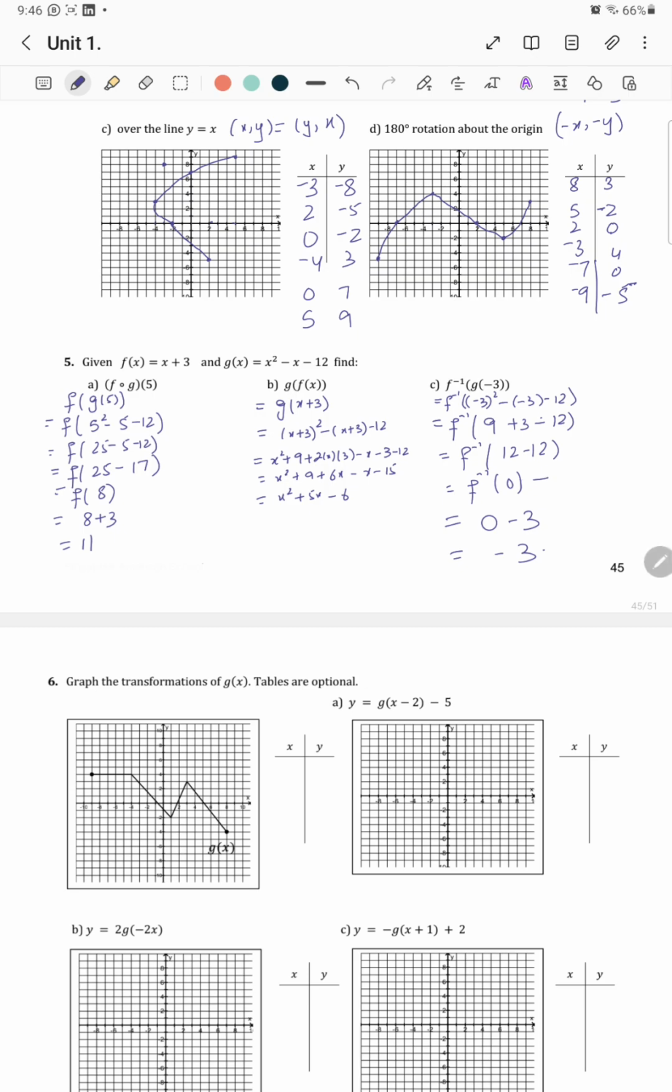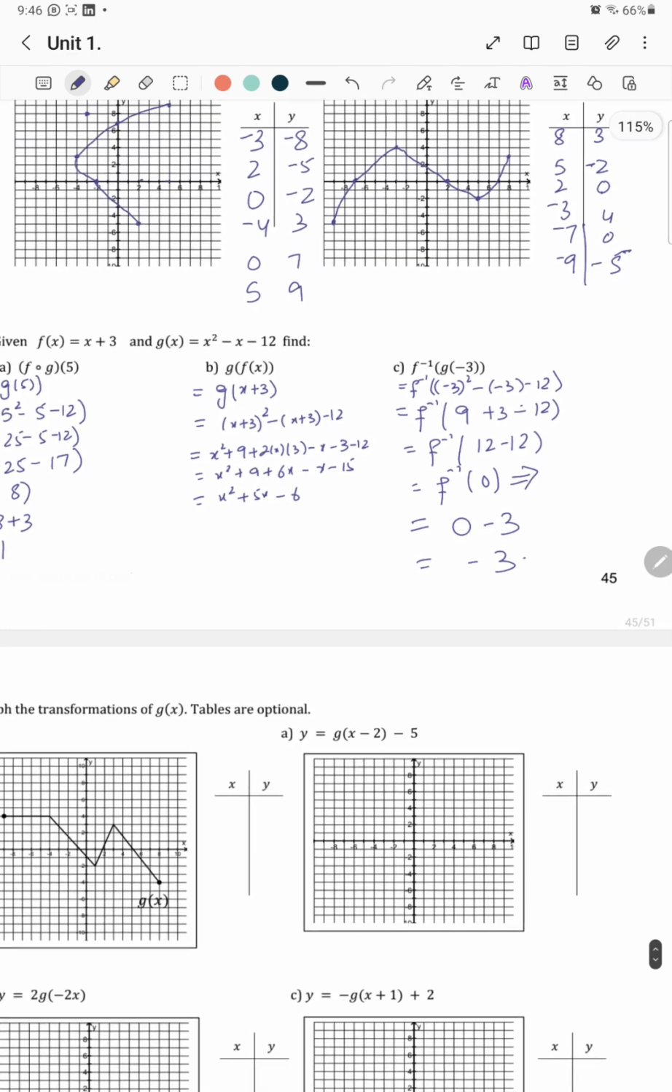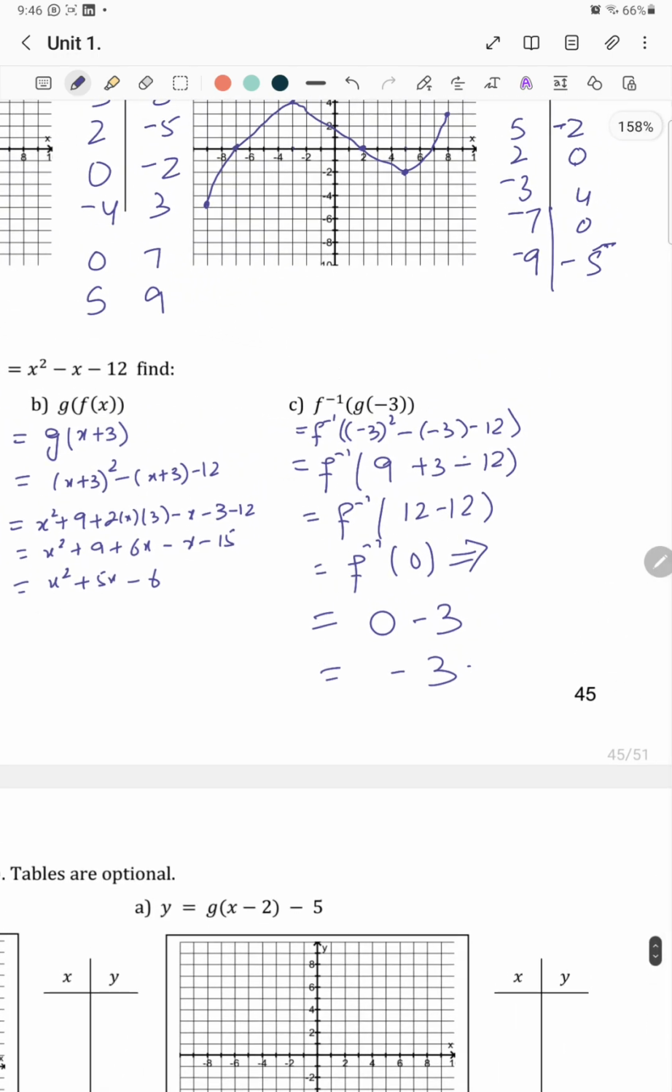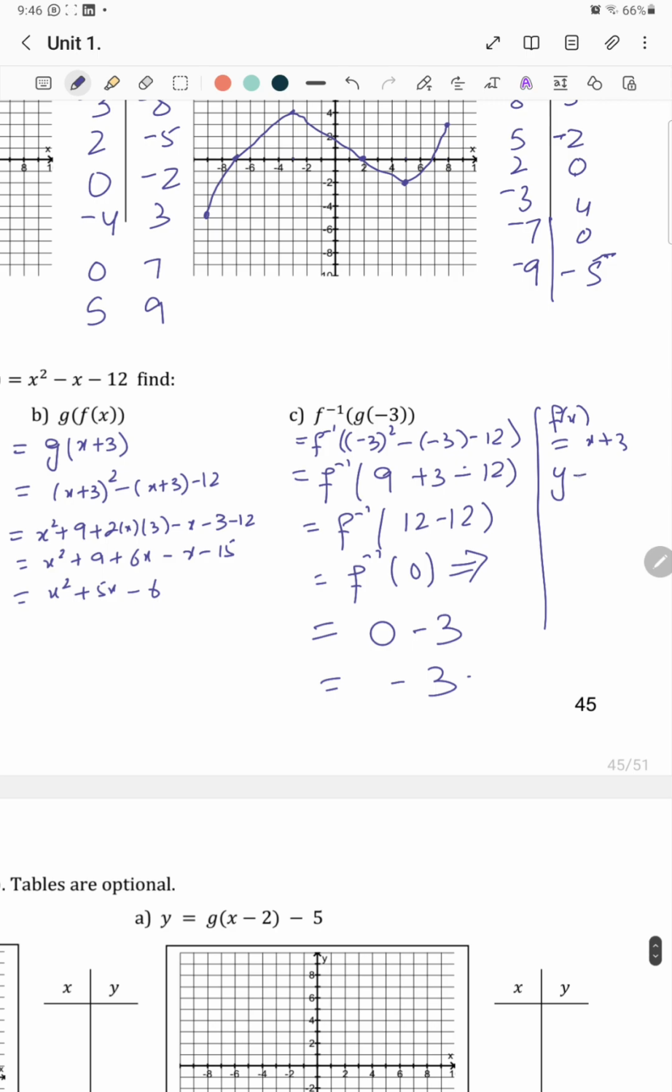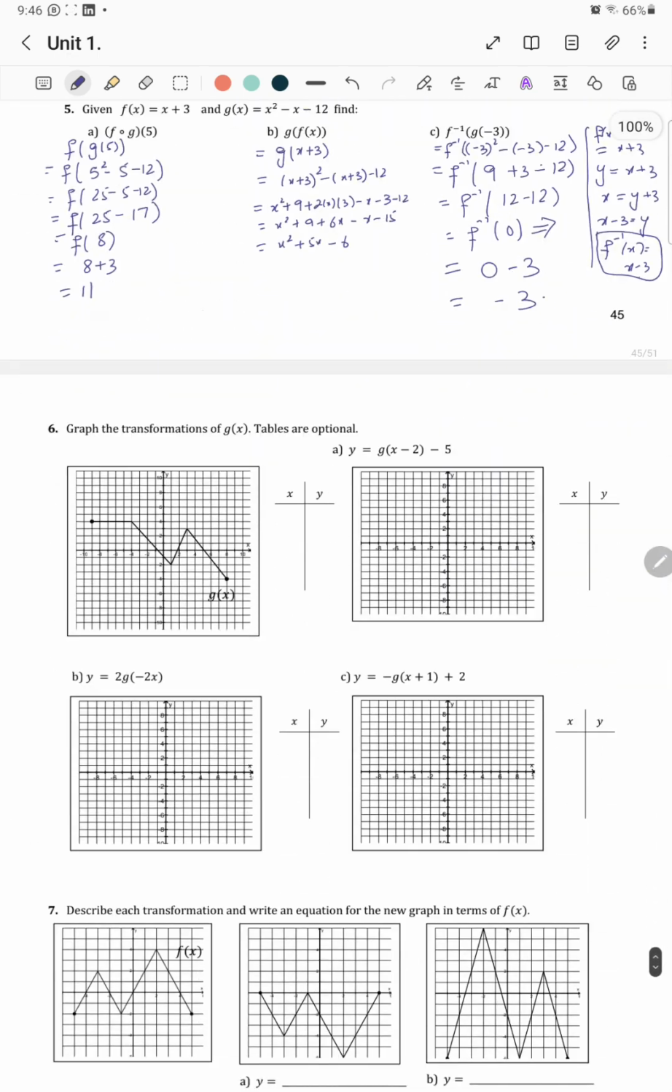f inverse. So here we need to put f inverse 0 in the f inverse of x. So here I'm doing it. F of x was equal to x plus 3. Okay, it was y is equal to x plus 3. Switching x and y and solving for y. So f inverse x is equal to x minus 3. So we need to put the value of 0 over here, 0 minus 3.